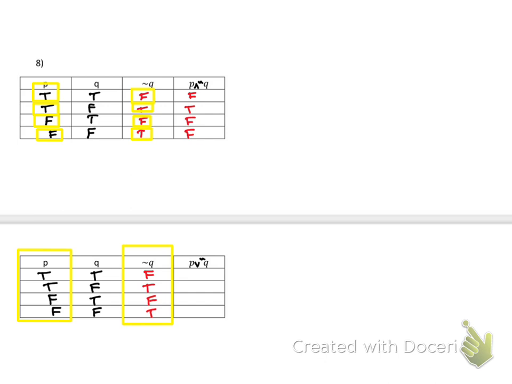And again, we're just looking at P and the negation of Q. So for an or statement, just one has to be true. Just one has to be true for it to be true. So true, false, that's true. True, true, that's true. False, false, that's the only case where it'd be false on an or statement. And then false, true, we have a true, so that's true as well.